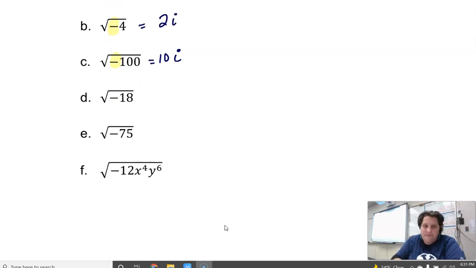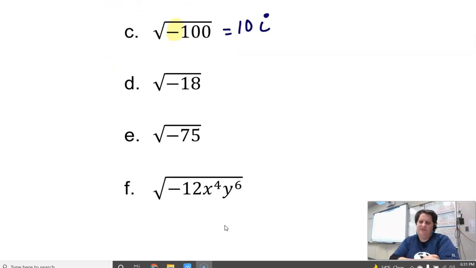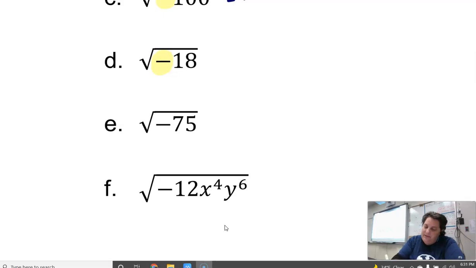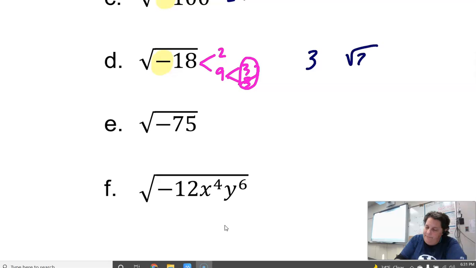Now, the rest of these are not perfect squares, all right? Which means I need to simplify them. They're still going to have an i in it because of the square root of a negative, but let's look at how I would simplify this. 18 is 2 times 9, 3 times 3. I have a pair of 3s. So here's how this works: the 3 escapes from jail, the 2 stays in jail, and because of the negative, I have an i.